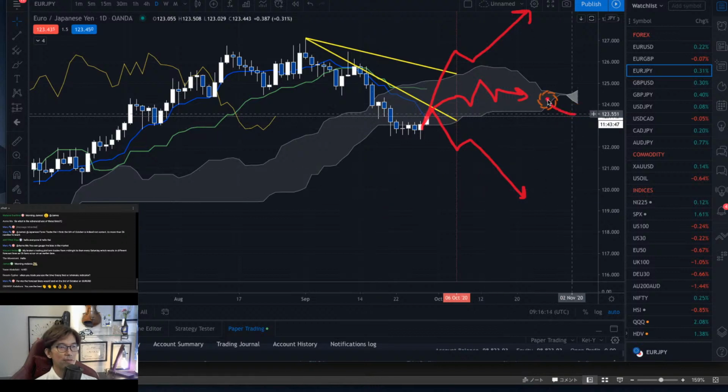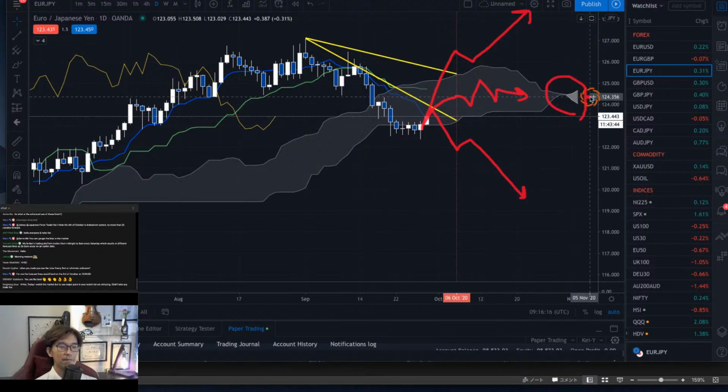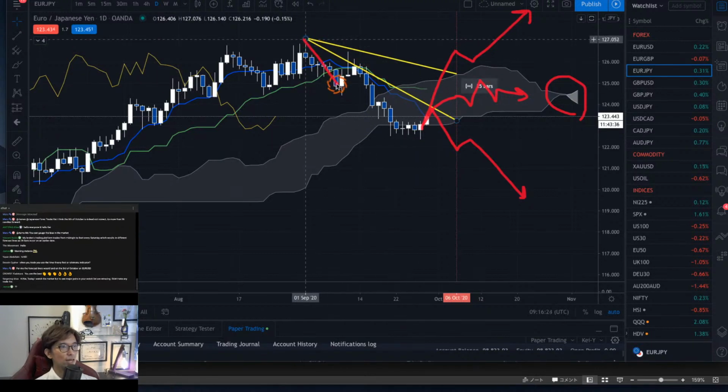Kumo just twisted bearish, but this is basically flat. So we cannot really trust this Kumo twist. So for now, we can just focus on this reverse N wave, and it might continue to go down this way. And we'll see if it happens this week and next week.